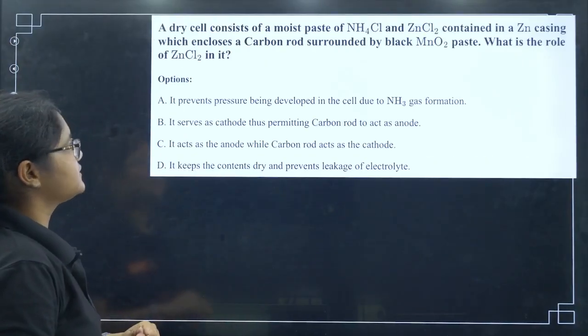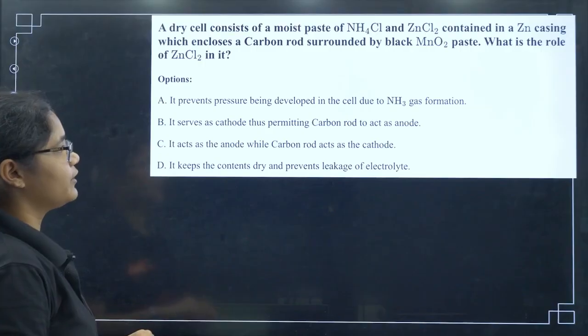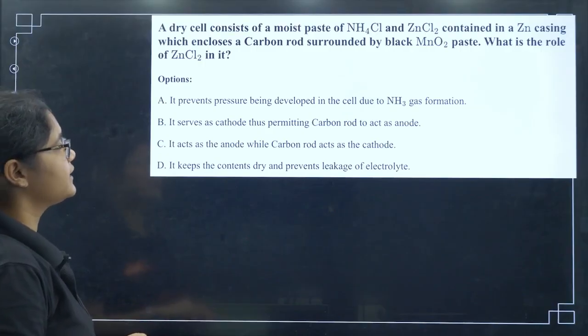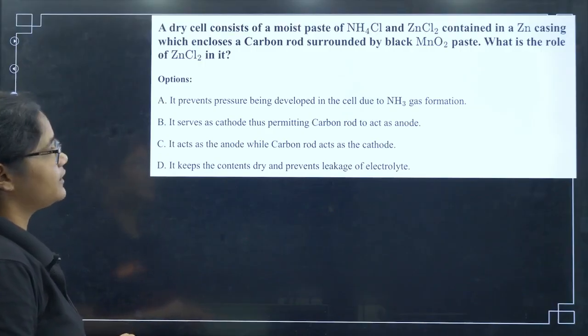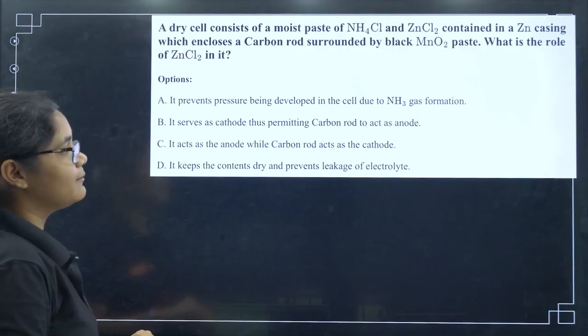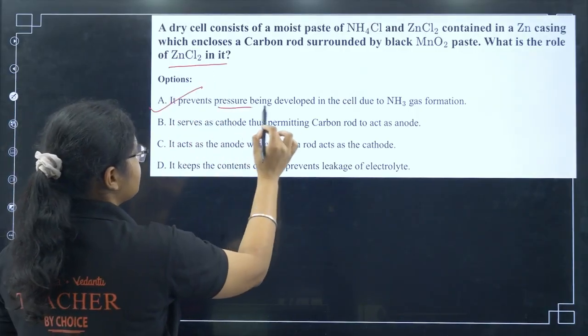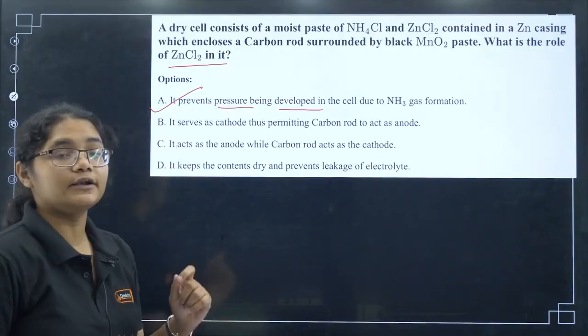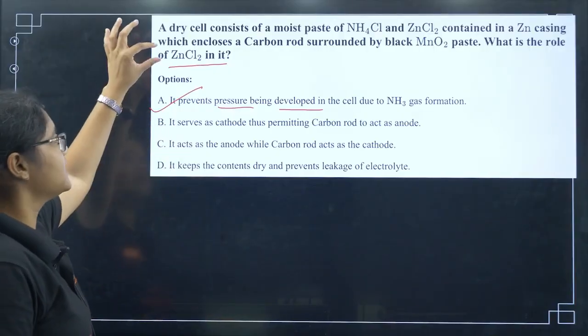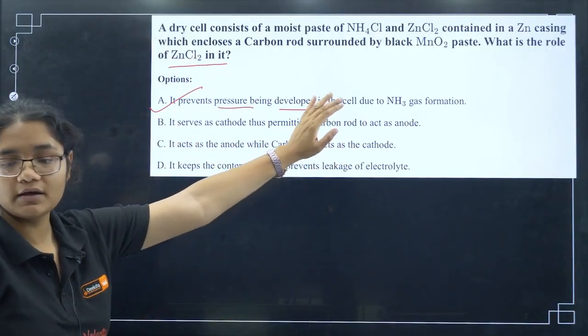Next, a dry cell consists of a moist paste of ammonium chloride and zinc chloride contained in a zinc casing which encloses a carbon rod surrounded by black MnO2 paste. What is the role of ZnCl2 in it? So it prevents the pressure being developed in the cell due to the ammonia gas. What it does is, the Zn forms a complex with the ammonia.